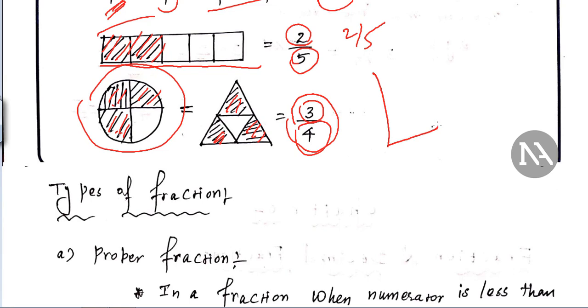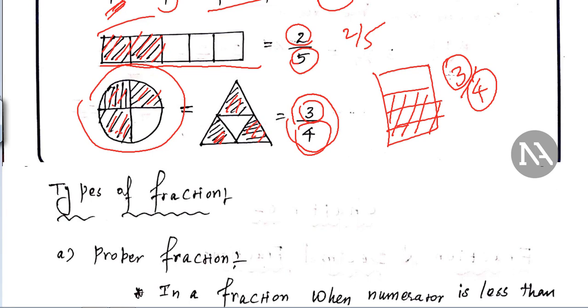Suppose you have a tank. The tank has been divided into 4 parts. Out of 4 parts, 3 parts have been filled with water. How much water is filled in the tank? 3 by 4. Total parts are 4 and the water has been filled in 3 parts. So a fraction tells these details: how much of the work has been completed out of the total work, and how much you have left to finish.